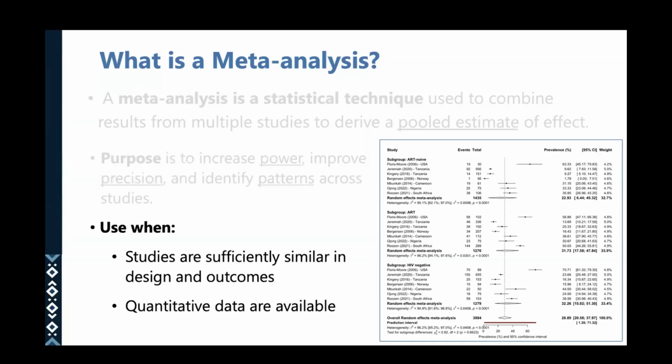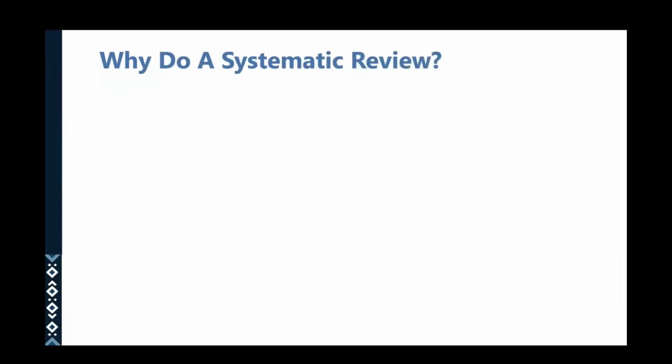When do you use meta-analysis? You use it when you have sufficient studies and you're combining studies that are quite similar in terms of design and the outcomes that you're assessing. So you cannot be combining means with prevalences. You cannot be combining maybe standard mean difference with the prevalence. You also use it when you have quantitative data. So you cannot talk about meta-analysis if the kind of data you are dealing with is, for example, qualitative data or categorical data.